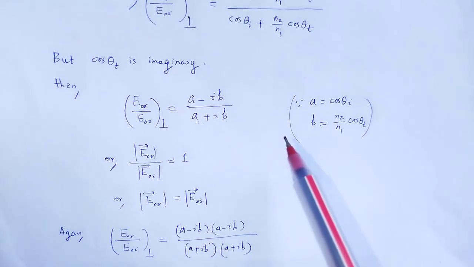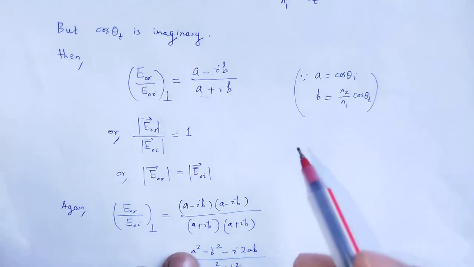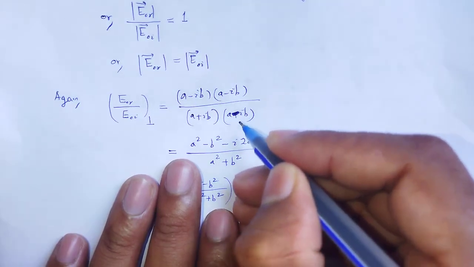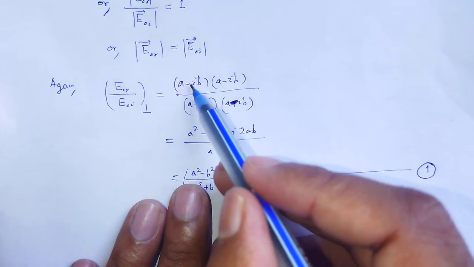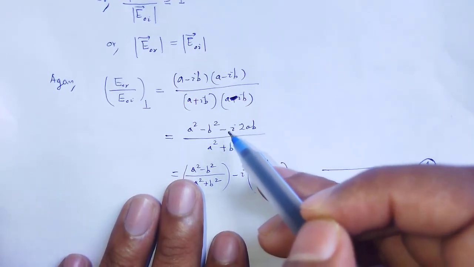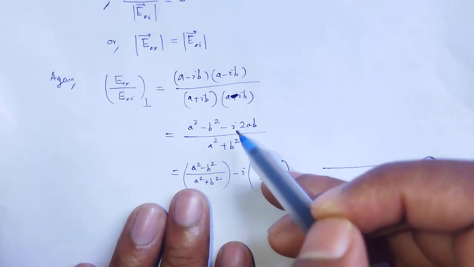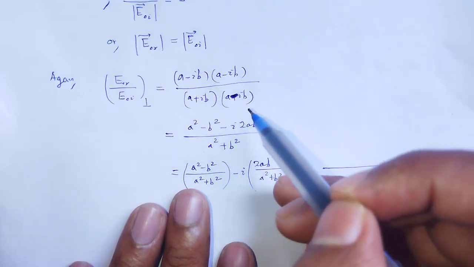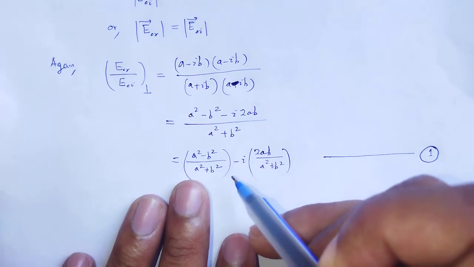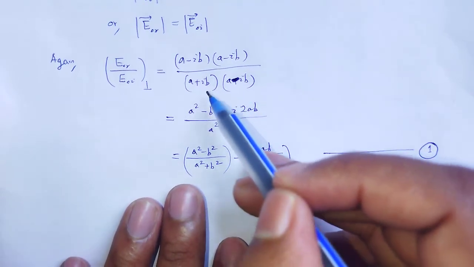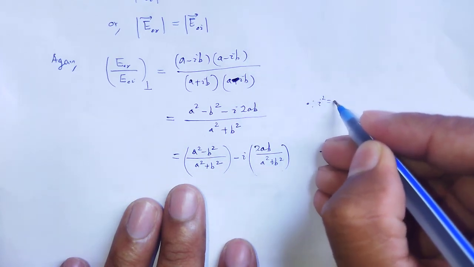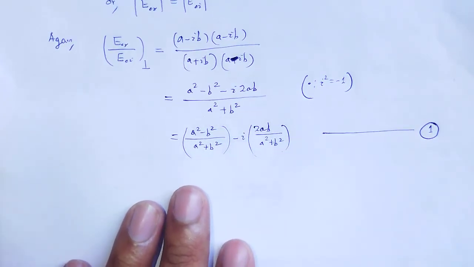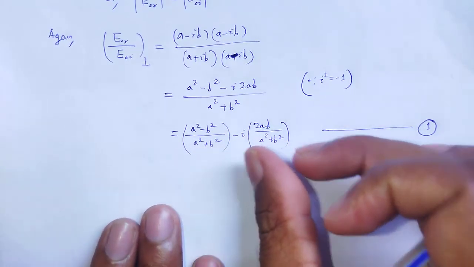So, multiplying a minus i b in both numerator and denominator: in the numerator, (a minus i b) whole square gives a square minus b square minus 2iab, and in the denominator, as i square is equal to minus 1, it will be a square plus b square. Now rearranging it into real part and imaginary part.